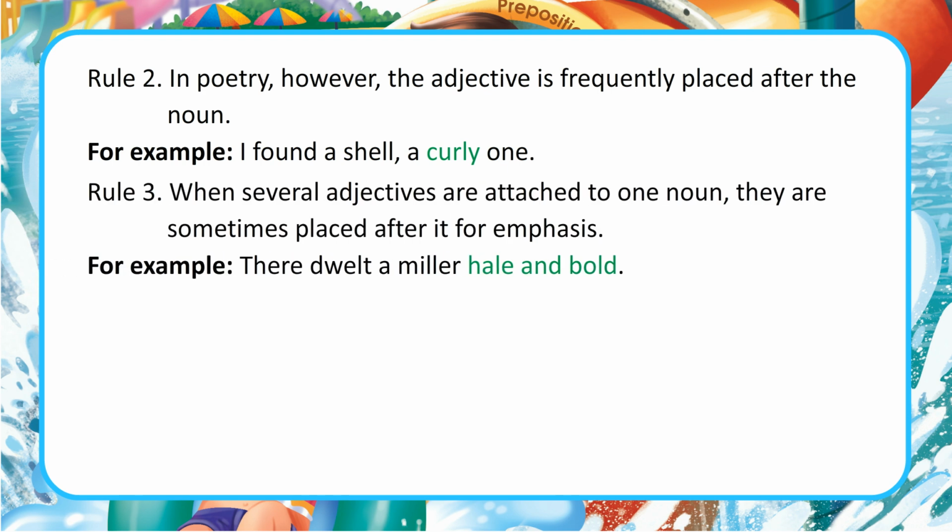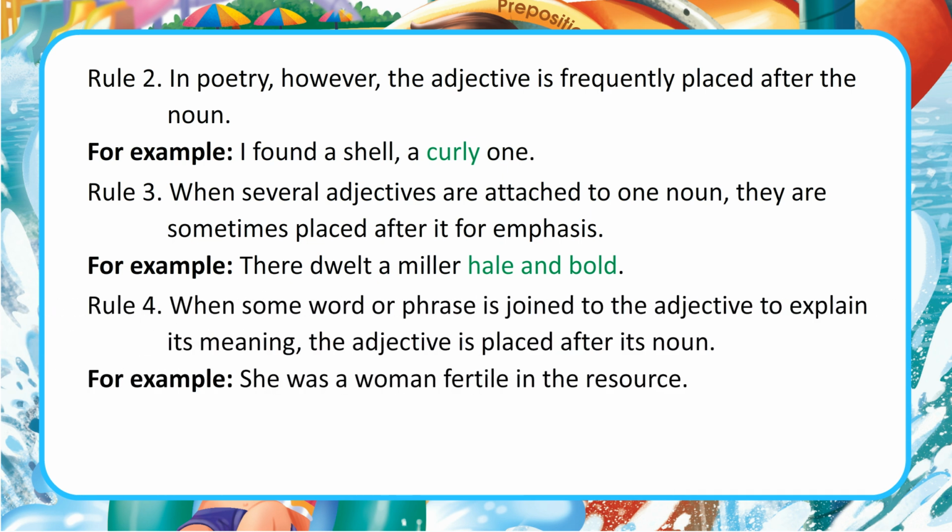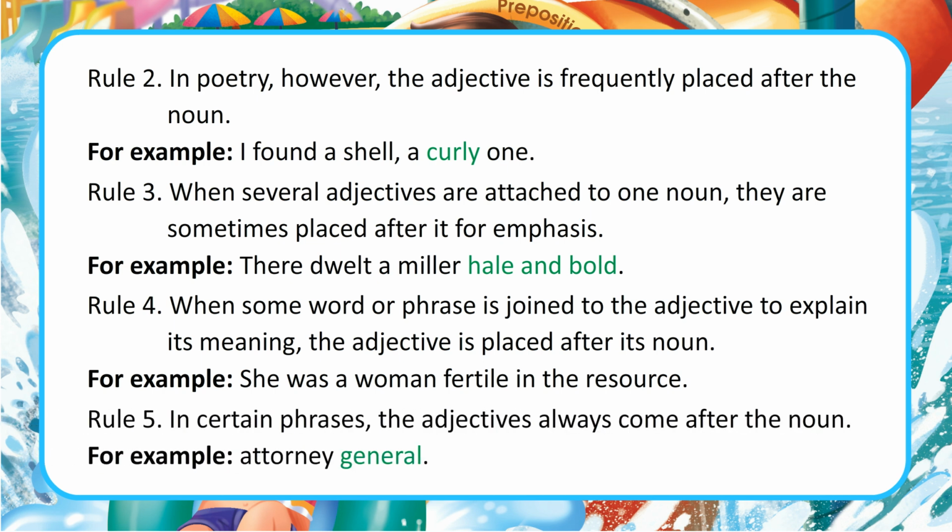Rule 3. When several adjectives are attached to one noun, they are sometimes placed after it for emphasis. For example, there dwelt a miller hale and bold. Rule 4. When some word or phrase is joined to the adjective to explain its meaning, the adjective is placed after its noun. For example, she was a woman fertile in resource. Rule 5. In certain phrases, the adjectives always come after the noun. For example, Attorney General.